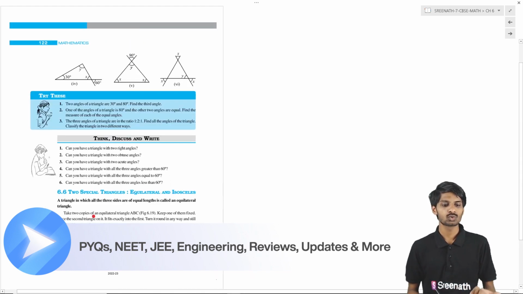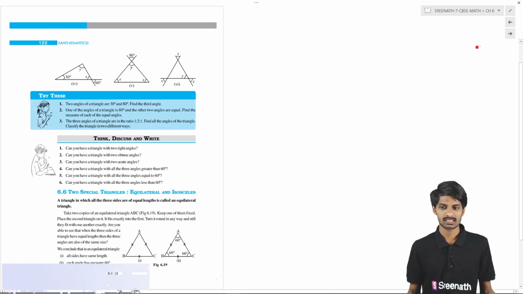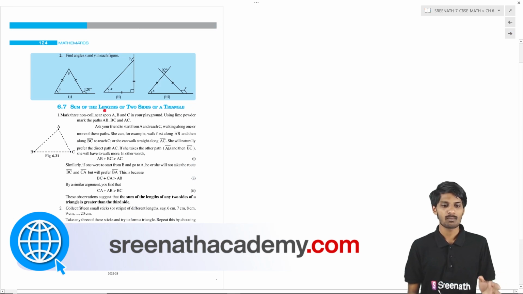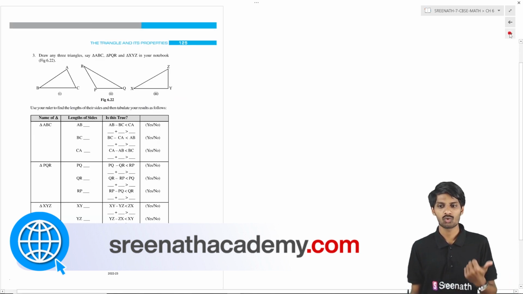And next is about two special triangles, the equilateral triangle and the isosceles triangle. We are going to discuss those two triangles. After that, we are going to discuss the sum of the lengths of two sides of a triangle. So if you add the lengths of two sides of a triangle, what will happen? That is what we are going to discuss.